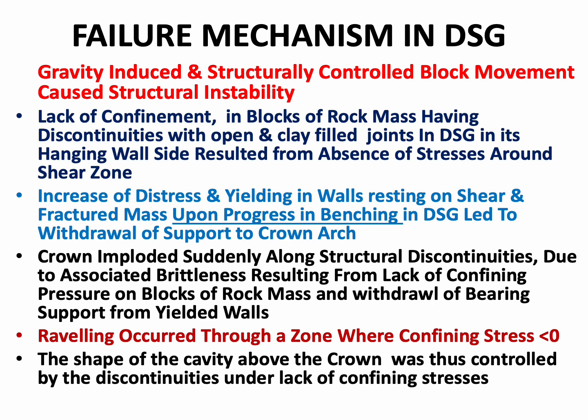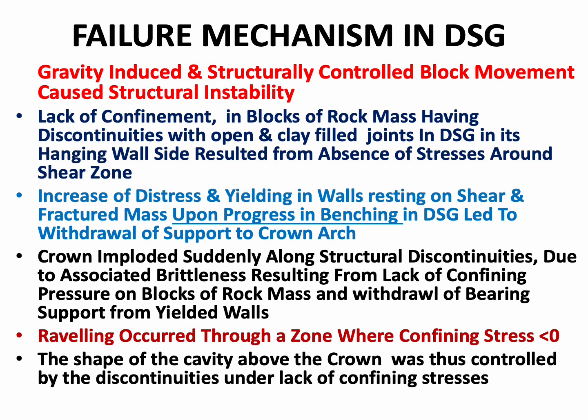Gravity-induced and structurally controlled block movement cause structural instability. So the first thing is gravity-induced and structurally controlled block movement. Because of the geometry of the joints and the clay-filled and fractured-mass-filled joints, there is gravity-induced and structurally controlled block movement, which caused structural instability in the crown.